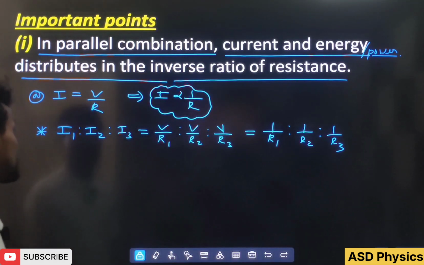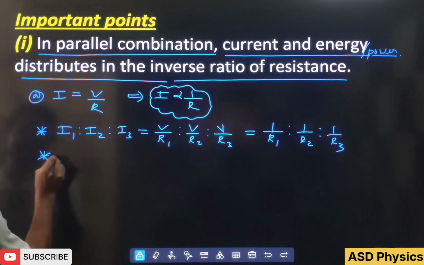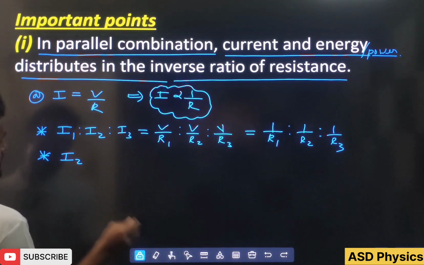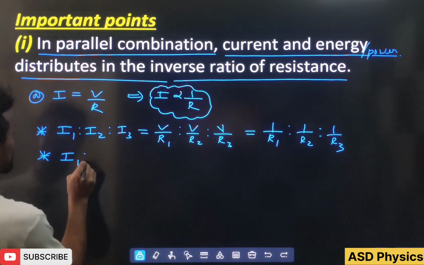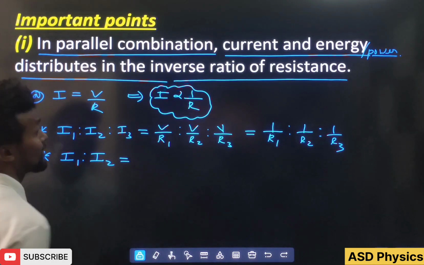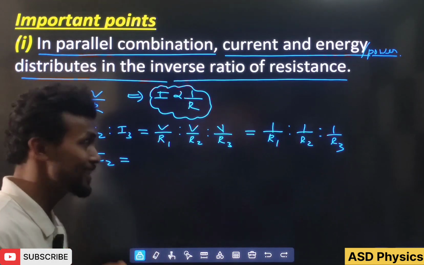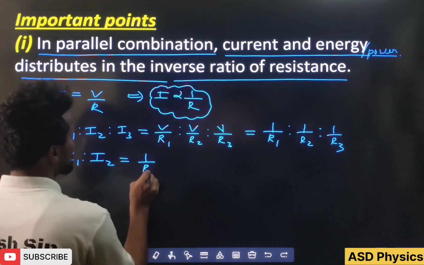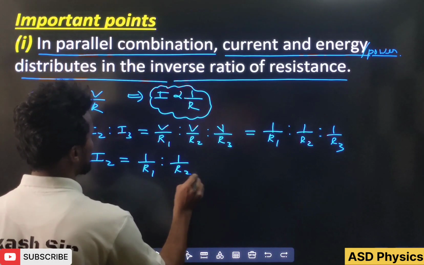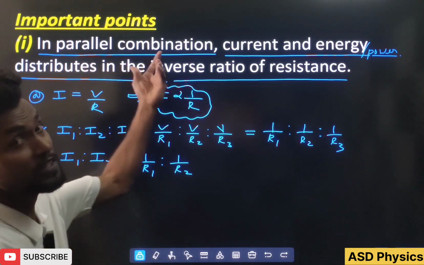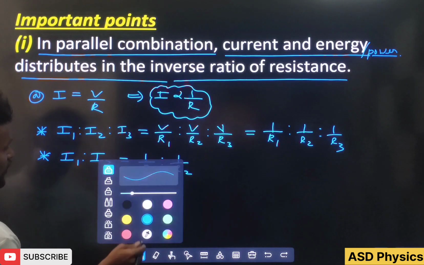Is it for the 3 resistors in parallel? Similarly, if I write for the 2 resistors, I1 is to I2 for 2 resistors in parallel. So what will happen here? 1 by R1 is to 1 by R2. Parallel combination we are seeing. Important points for parallel combination. Okay, so this is for the current.